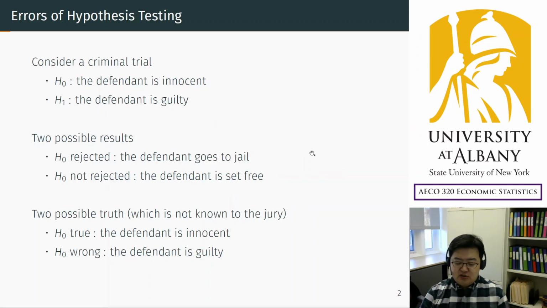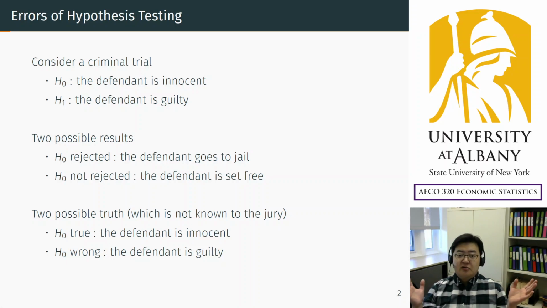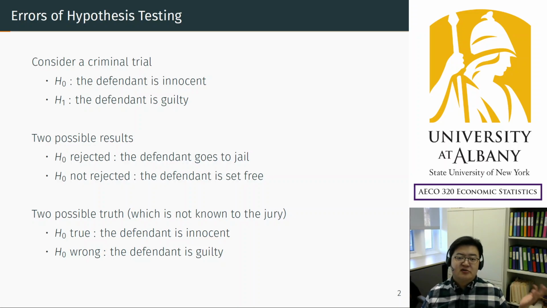We'll go back to the example of the legal criminal trial, the presumption of innocence. Consider you are in a criminal trial, a jury or the judge, whatever. In that case, the null hypothesis is that the defendant is innocent. If there is no evidence at all, then you have to conclude that the defendant is innocent. And the alternative hypothesis is that the defendant is guilty, right?